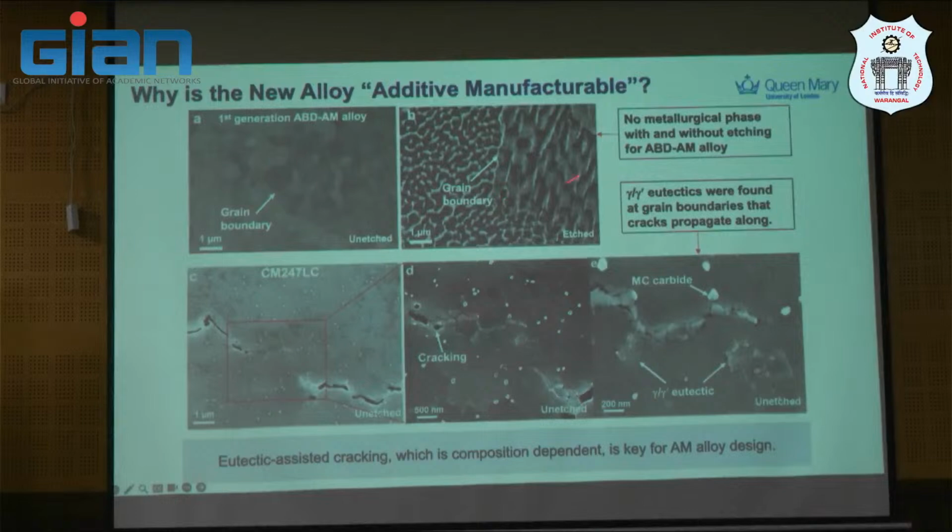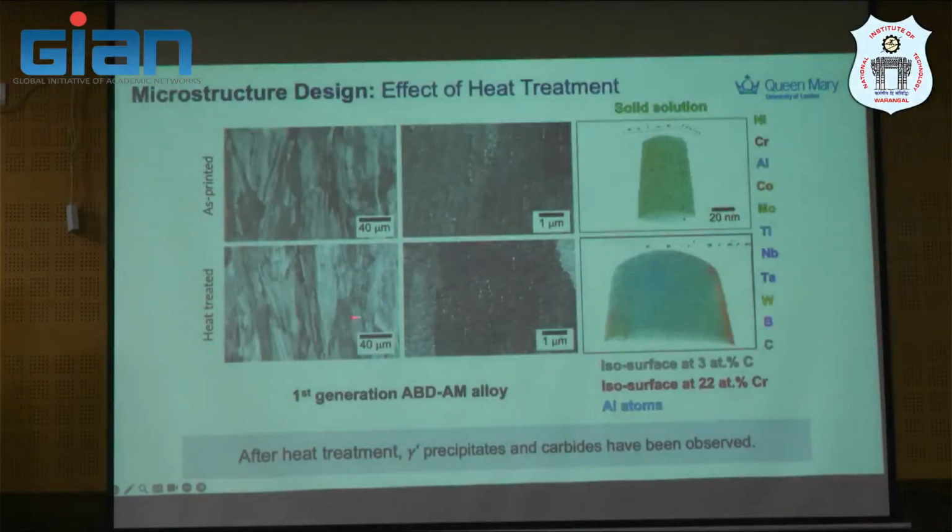At that time we hadn't identified very much, but there is no metallurgical phase in this new alloy system compared with CM247, without aging. But CM247 is very problematic at the length scale that we talked about yesterday. You find some liquation, liquid film, carbide, gamma prime eutectic in the unaged sample. In this first generation, once heat treated, you can actually recover the gamma prime, and carbide has been observed after heat treatment of this new alloy.